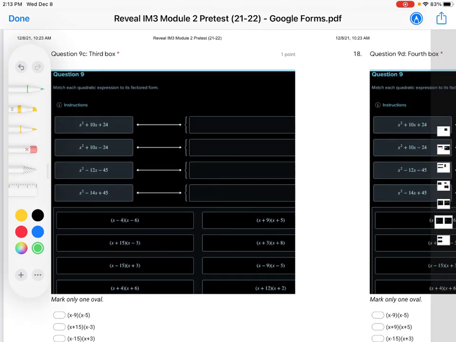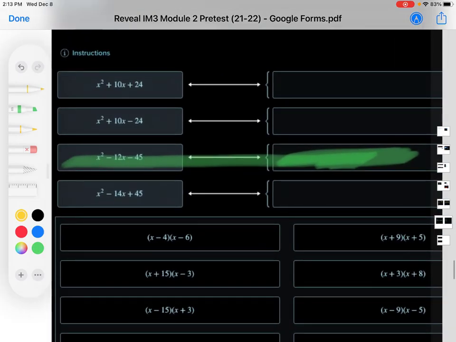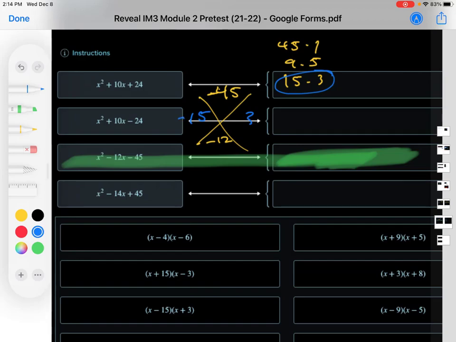And third box, so this one right here. Two numbers that multiply to be negative 45, and then add to be negative 12. My two numbers are going to be 45 and 1, 9 times 5. 15 and 3. I think that's the winning combination here. And this one has to be bigger because if you add those together, it equals negative 12, and you multiply those to be negative 45. So I'm going to have x minus 15 and then x plus 3.